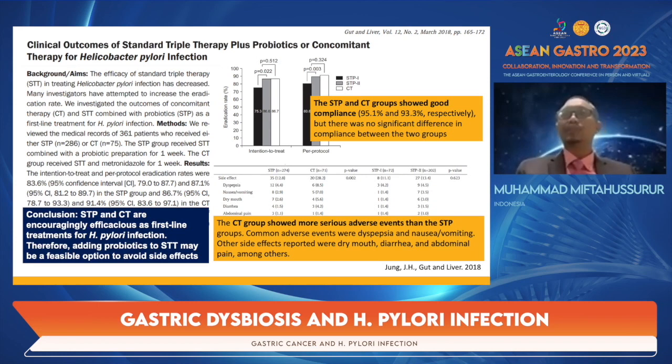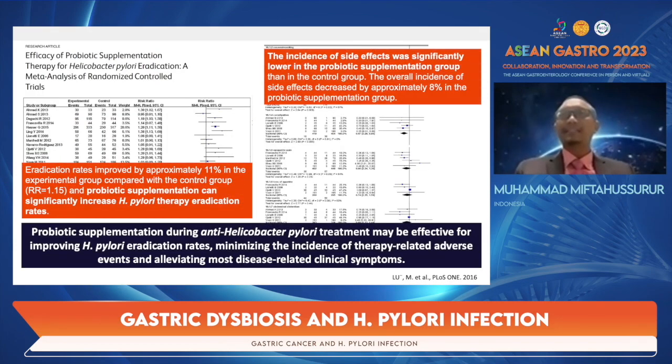However, the CT group showed more serious adverse events than the STP group. Therefore, adding probiotics to standard triple therapy may be a feasible option to avoid side effects. In another study, a meta-analysis revealed that probiotic supplementation during anti-Helicobacter pylori treatment may be effective for improving H. pylori eradication rates, minimizing the incidence of treatment-related adverse events, and alleviating most disease-related clinical outcomes.